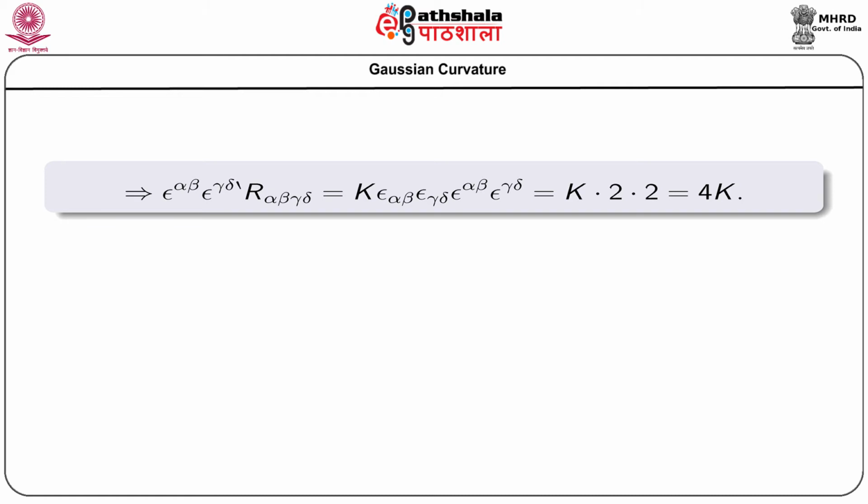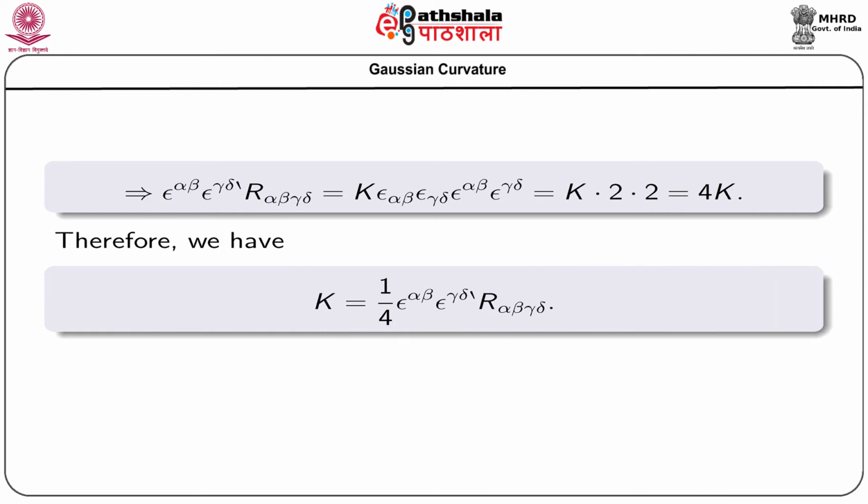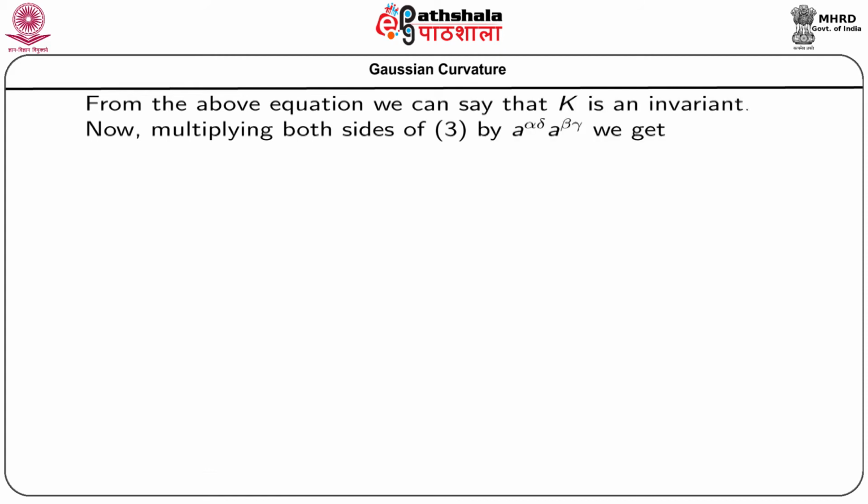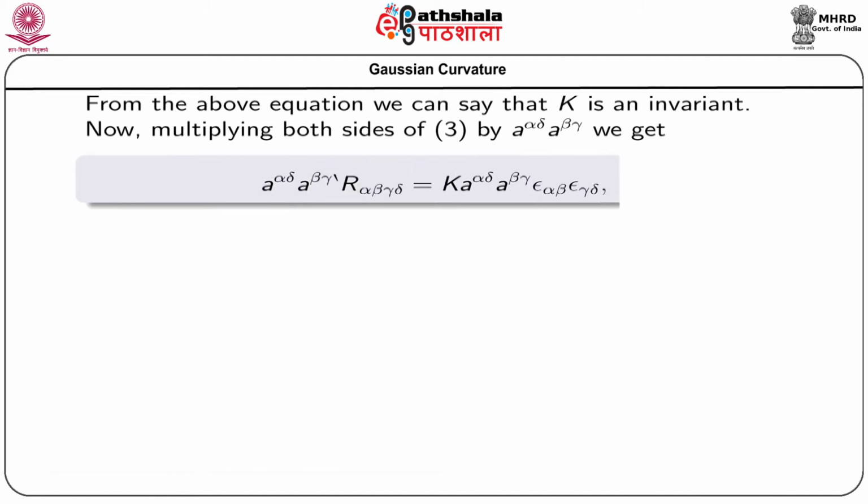Therefore, we have K equals 1/4 of epsilon alpha beta epsilon gamma delta R dash alpha beta gamma delta. Now, from the above equation we can say that K is an invariant. Now, multiplying both sides again by the contravariant part, a alpha delta a beta gamma, we get this relation.